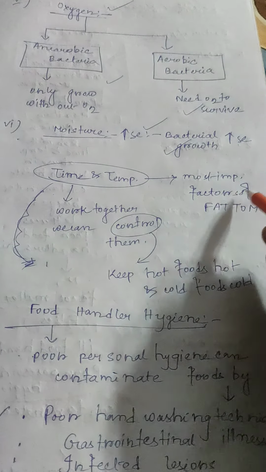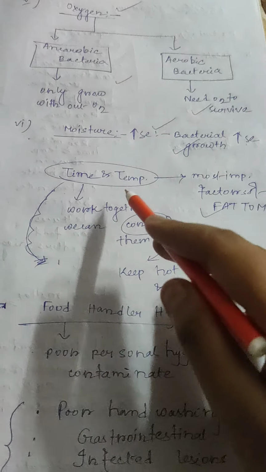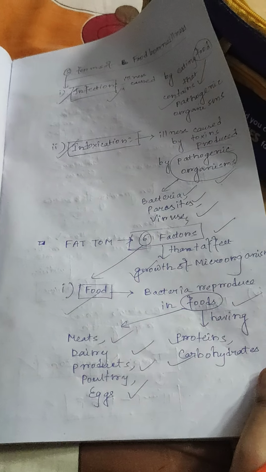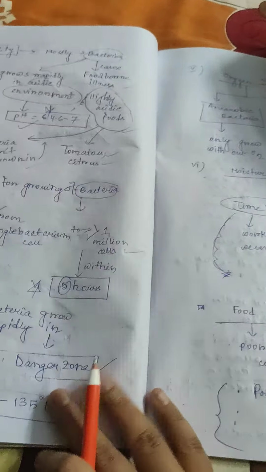Time and temperature are the most important factors of FAT TOM. Time and temperature work together, and we can control them by keeping hot foods hot and cold foods cold. So what are the 6 factors under FAT TOM that affect the growth of microorganisms? Food, acidity, time, temperature, oxygen and moisture.